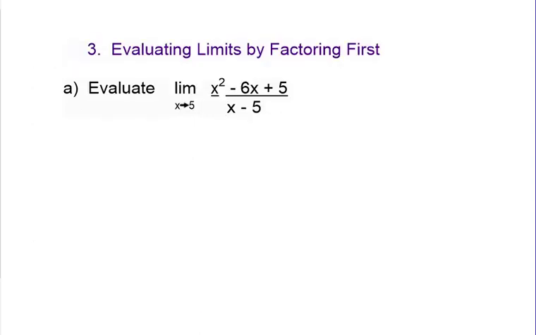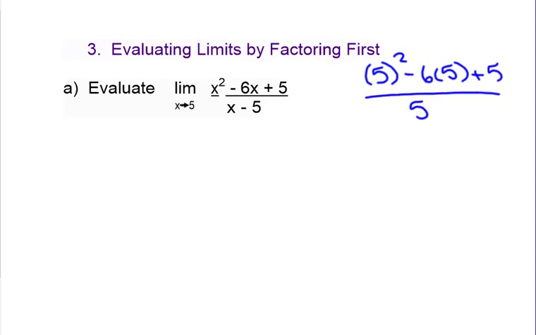Our next strategy we're going to look at is evaluating limits by factoring first. So again, really the first thing whenever we're looking at limits is you want to check, does the limit exist if you just plug the value in. So if I went 5 squared minus 6 times 5 plus 5 all over 5 minus 5, well, already right away we know we're going to end up with a 0 in our denominator. That's not going to work.